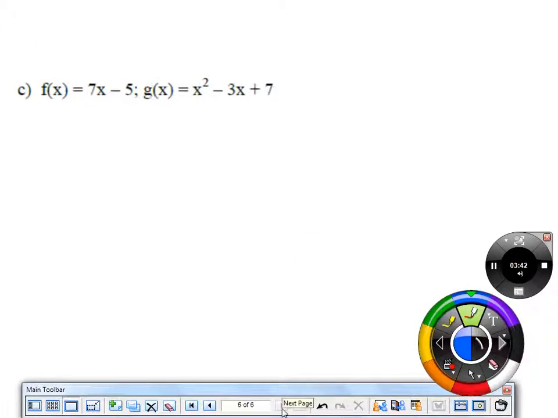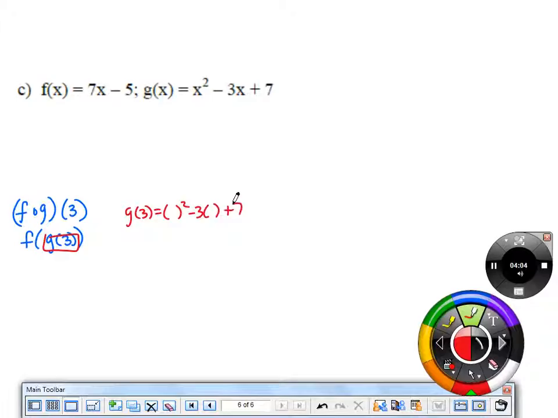All right, so finally for part C, you haven't done any of the examples. So if we do f of g of 3, that's the same thing as this. So my first goal is to go ahead and find g of 3. So off to the side, I'm thinking, okay, what is g of 3? The g function is something squared minus 3 times something plus 7, and the something I'm plugging in is 3. So we end up getting 7. So I'm going to come back here and replace g of 3 with 7.